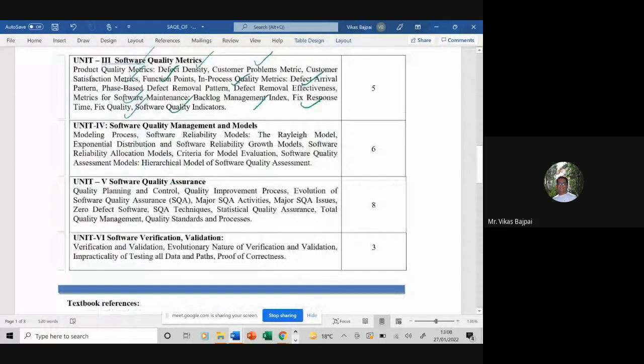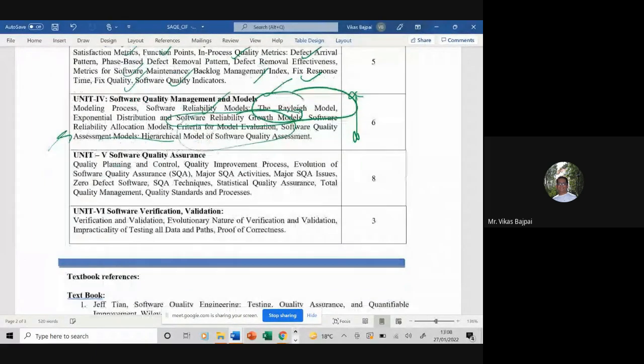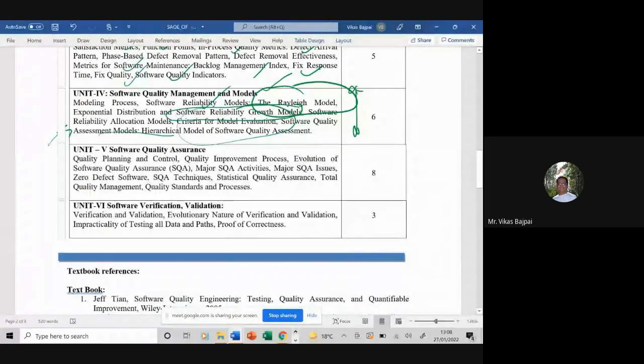Then in our fourth unit, we'll deal with the software quality models. We'll deal with reliability models, and a very interesting Rayleigh model. Then we'll see some exponential distribution, the software reliability growth models, and the software reliability allocation models as well. Then there will be some criteria for evaluating these models, how to evaluate them. This we'll be dealing with in our unit 4, and then we'll talk about software quality assurance.